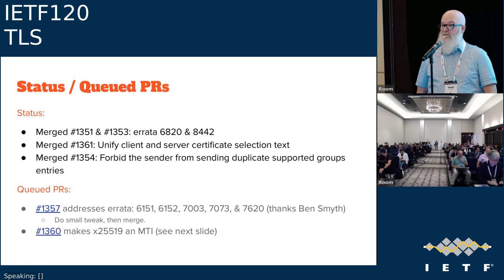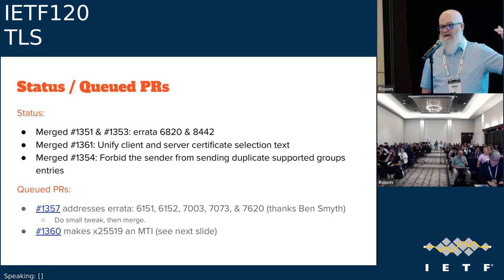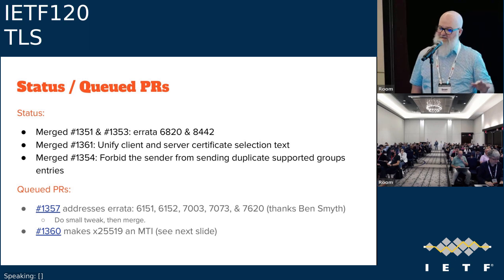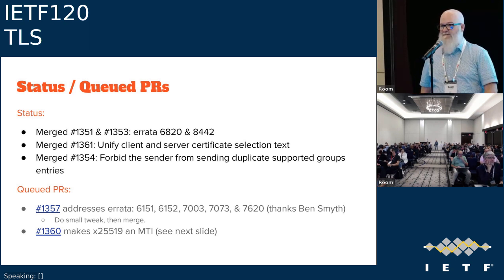So we have a couple of queued PRs. Now there are two. One is very straightforward. Seems like everybody was good. There's one minor point, the very last part of the change. Martin said it would be better if you cleaned the text up. And Eric said, sure, I'll get to that when I get done with this thing that he's off doing this week. Now the next one is about making 25519 a mandatory to implement.